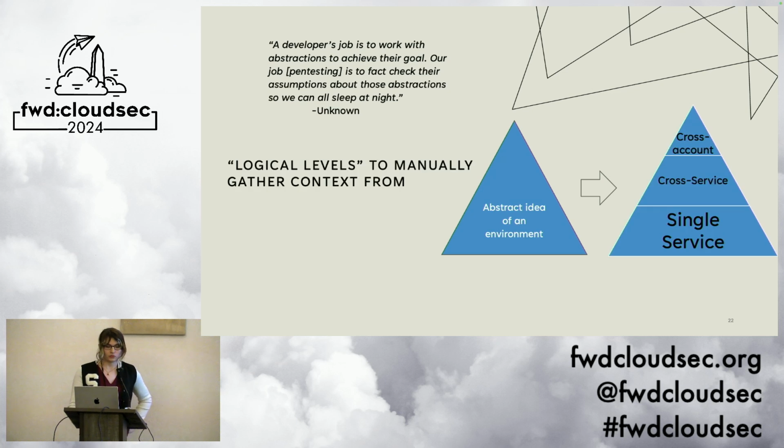So the way that I like to do this is I like to consider an AWS account in what I call logical levels. There's probably a better name for it, but this is the one that I came up with, where you start with looking at a single service. Then you start looking at how those services interact with each other. And then lastly, how the accounts might interact with each other as well. So that'll allow you to go from an abstract idea of an environment to building up slowly what I would consider the relevant context about an environment.